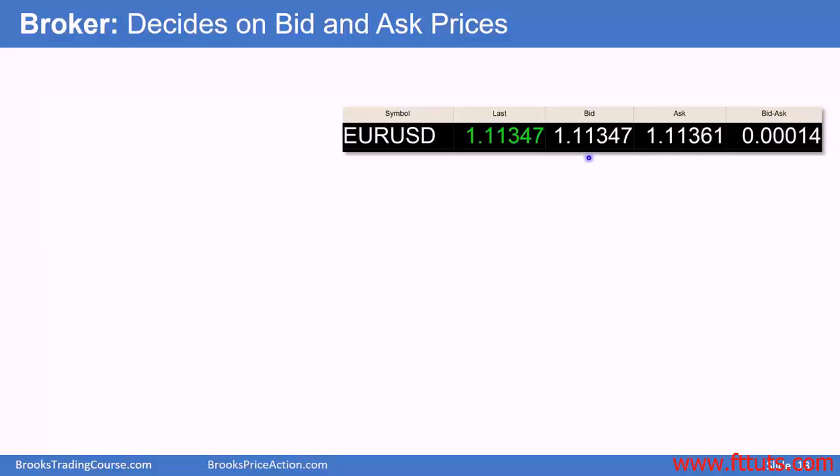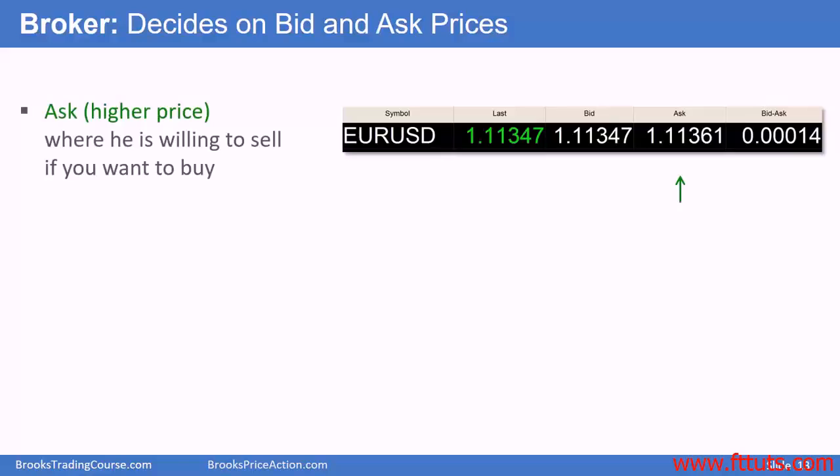Here's the ask, there's the bid. The ask is always the higher price. It's where the broker is willing to sell if you want to buy. So he's going to charge you more. And the bid is always the lower price. It's the price that the broker is willing to give you if you want to sell. You buy at the ask, the higher price. He sells at the ask, the higher price. You sell at the bid, the lower price, and that's the price he will buy from you.